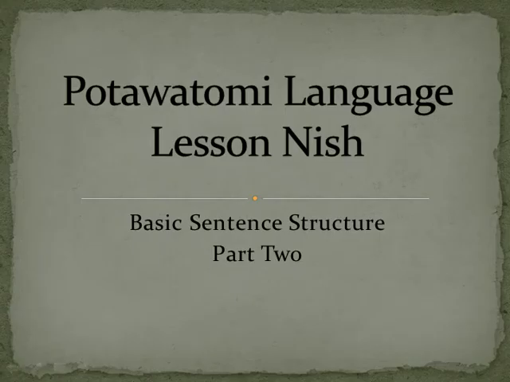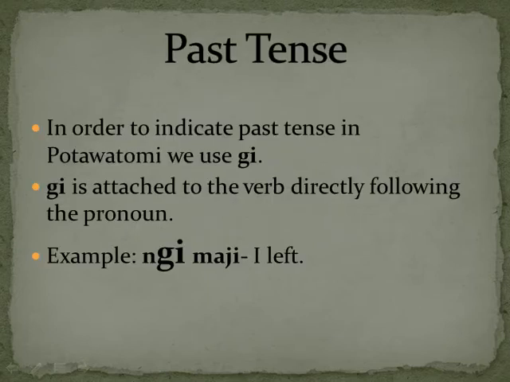Okay, in the second lesson, part 2 of basic sentence structure, we're going to talk a little bit about the past and the future tense in Potawatomi. In order to indicate the past tense in the basic form, we use gi in the independent form. Gi is attached to the verb directly following the pronoun. For example, nagi maji, I left.